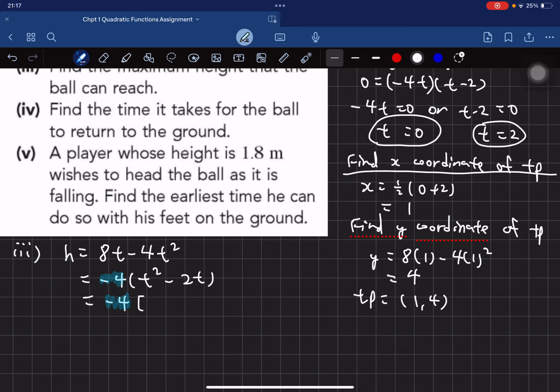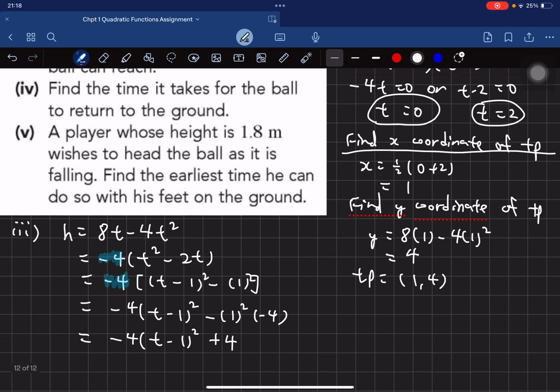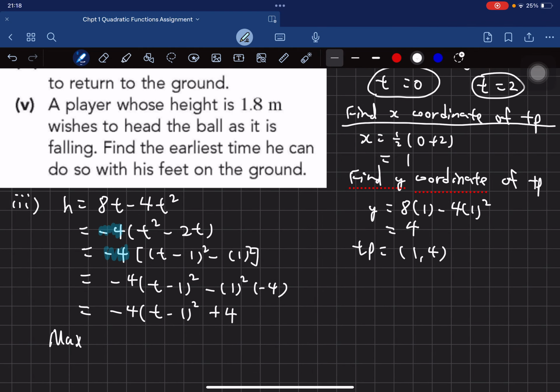I put a square bracket because inside the completing the square is very complicated. T minus 1 square, minus 1 square again. And with this, negative 4 bracket t minus 1 square. Take note, here is negative 1 square times negative 4. So this will be negative 4 bracket t minus 1 square plus 4. So the maximum height equals 4 meter, which is this value here.